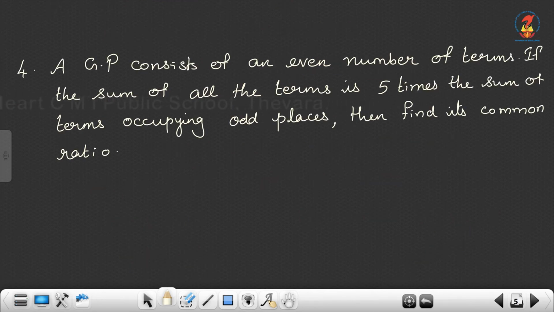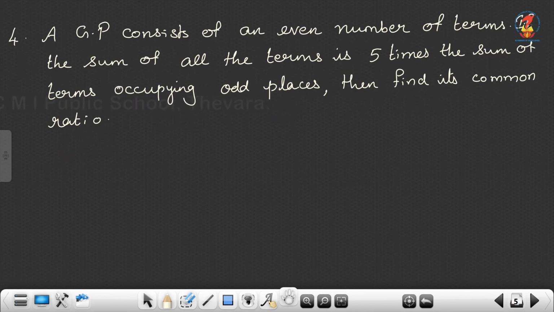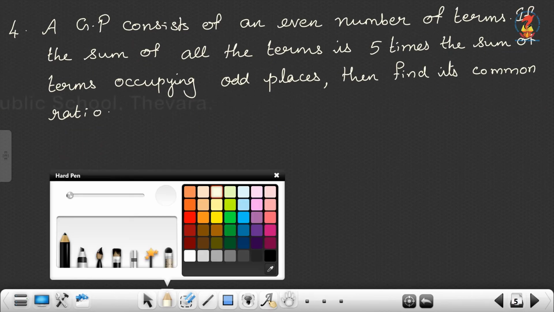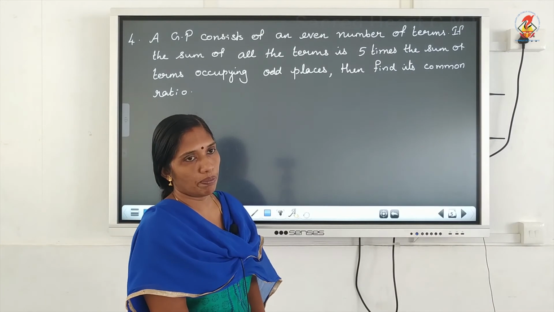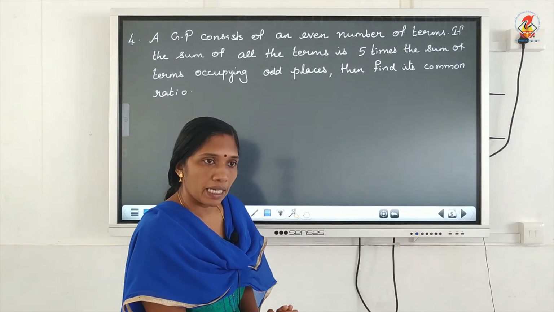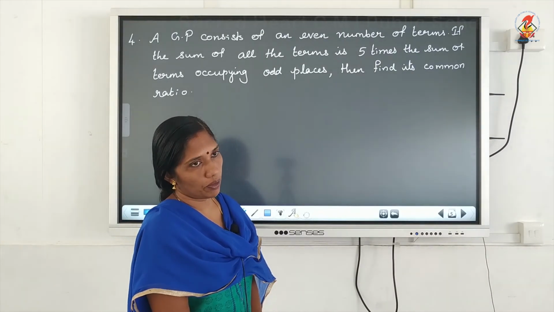Next one. A GP consists of an even number of terms. If the sum of all the terms is 5 times the sum of terms occupying odd places, then find its common ratio. A GP consists of an even number of terms. We don't know how many terms are in that GP. We know that there are an even number of terms.